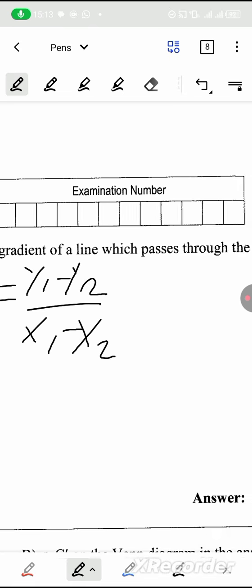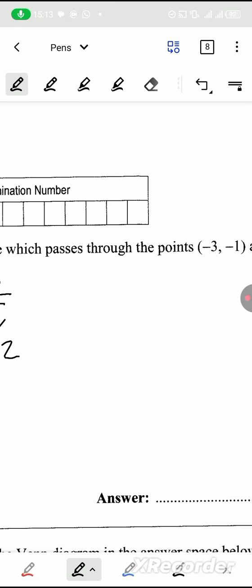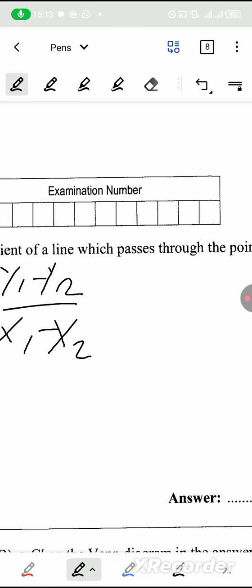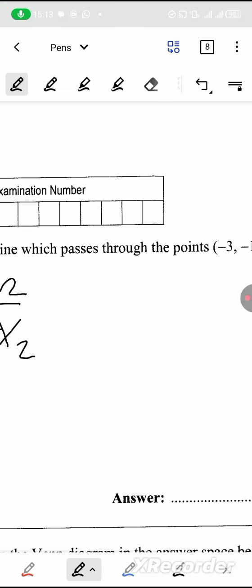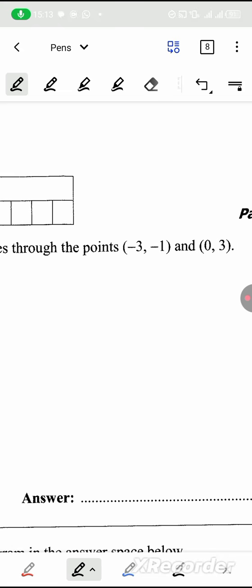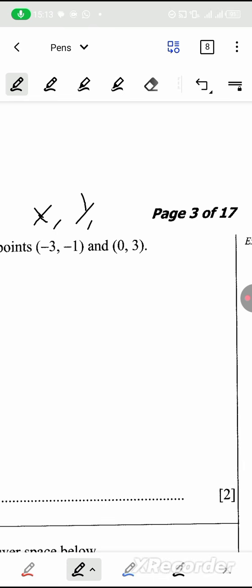Okay, so that is the formula for gradient. It's very important to master the formula. From there, we can substitute the coordinates that we are given. So we are going to name them: this -3 will be x1, then this one will be y1. This side we will say x2, that is 0, then y2. Okay, that's how we are going to name them.